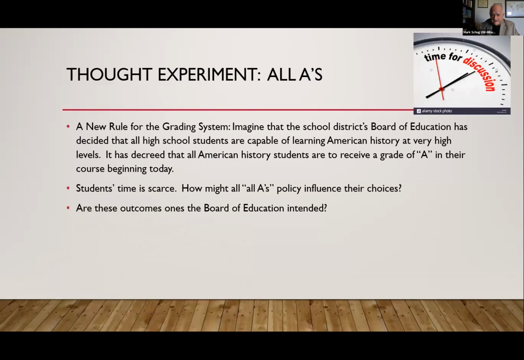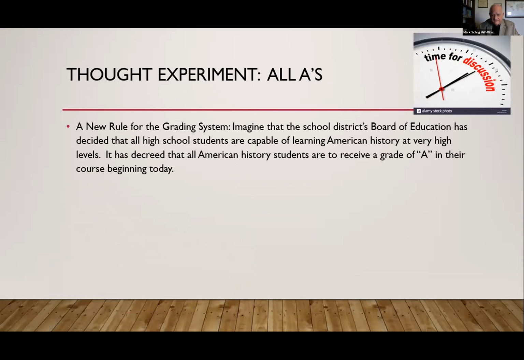So now this is a little participation here, all right? This is one of Twyla's favorite examples. A new rule for the grading system has been approved. Imagine that the school district's Board of Education decided all high school students are capable of learning American history at a very high level. It has decreed that all American history students get an A for the course beginning today. All right, this is a thought experiment now.